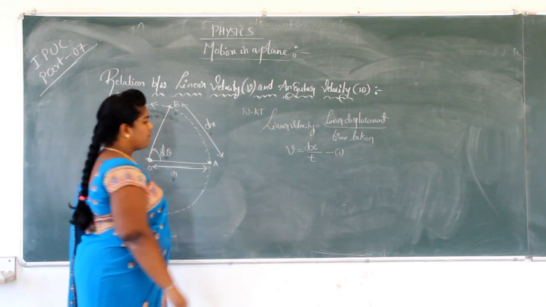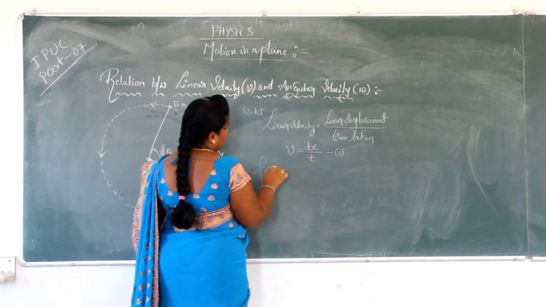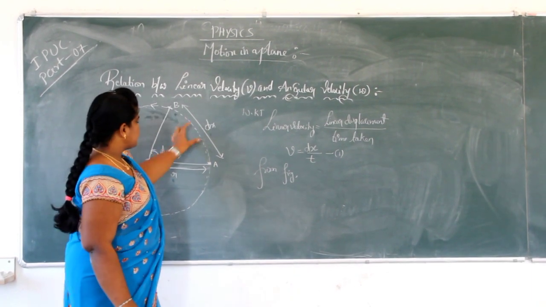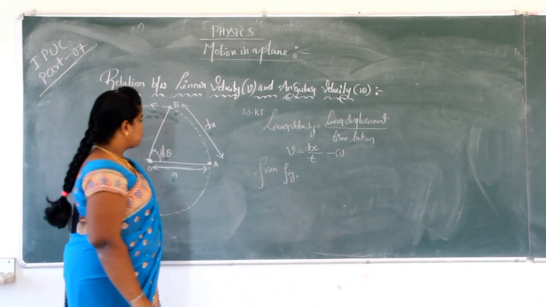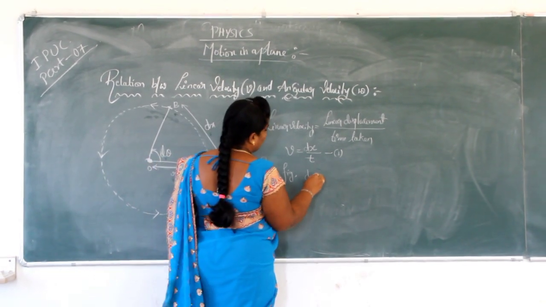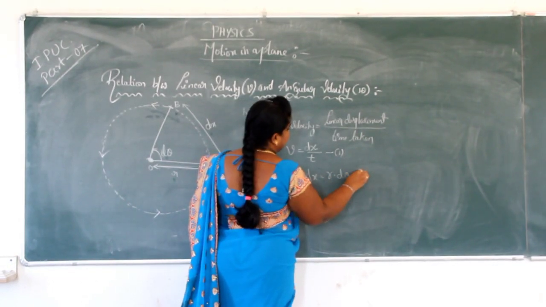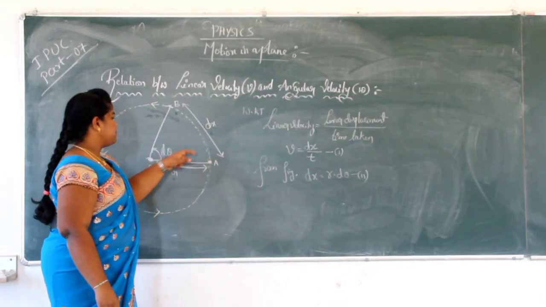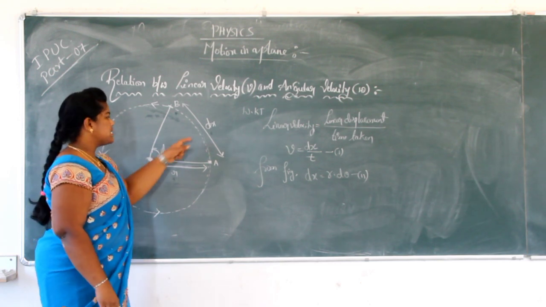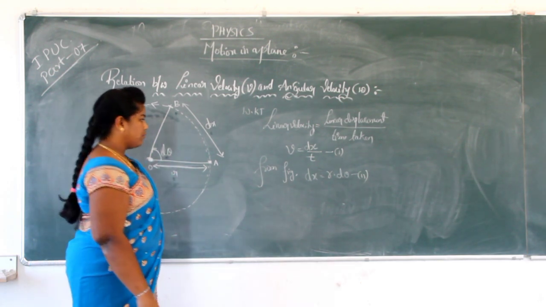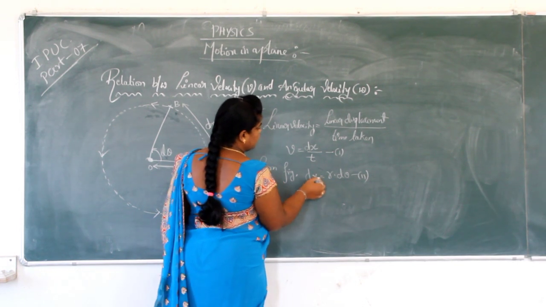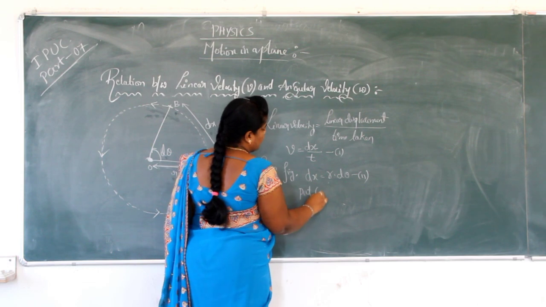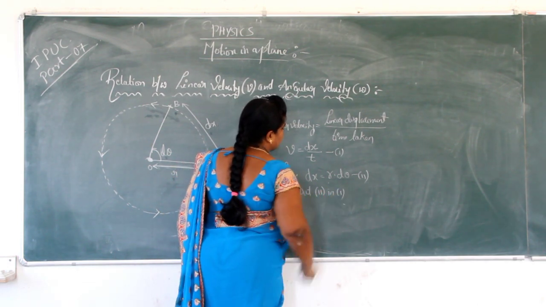Observe the figure. From the figure you can write s is equal to r theta. So dx is equal to r into d theta. You know how to draw the figure for s. S can be written as r into d theta; s is equal to r theta. I will show that. Now let us substitute r d theta in dx. Put equation 2 in equation 1.